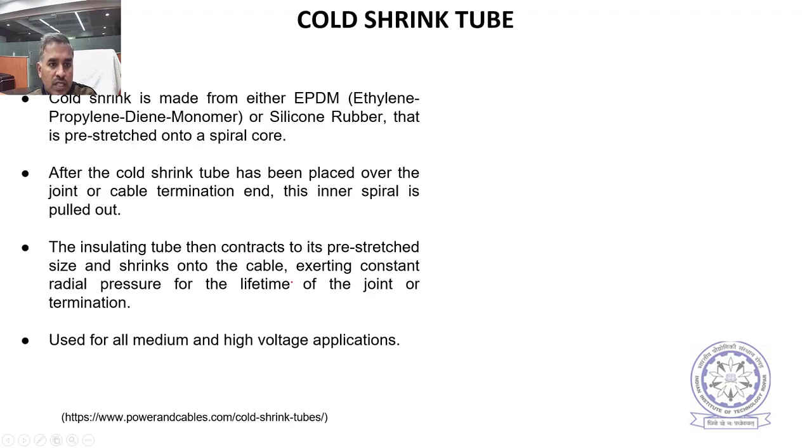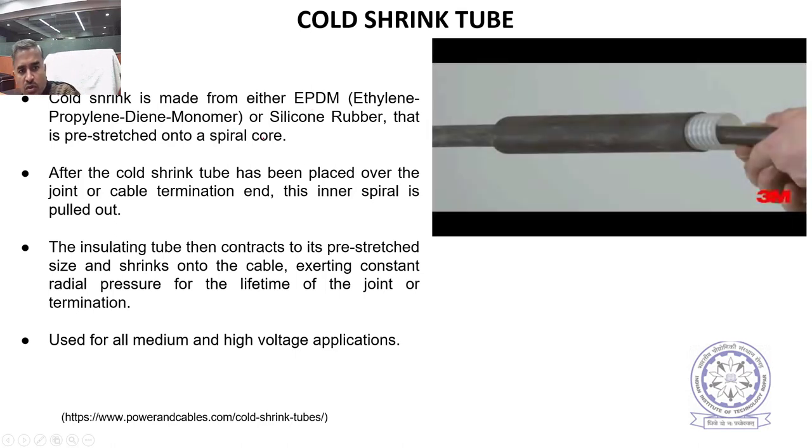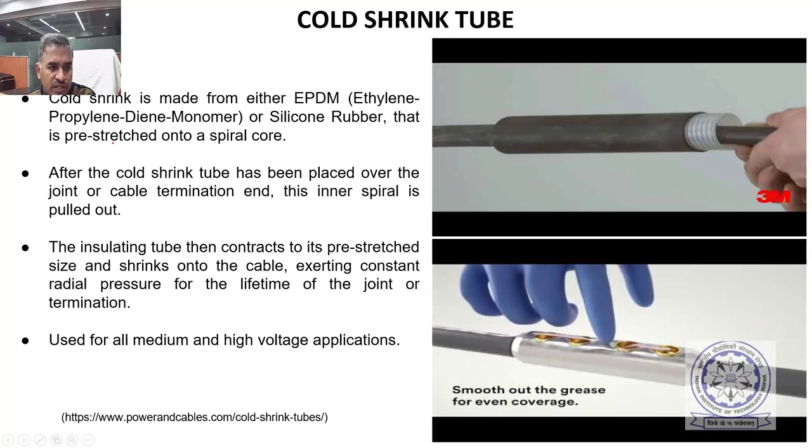Then cold shrink is made from either EPDM, ethylene propylene diene monomer, or silicon rubber that is pre-stretched onto a spiral core, like this. After the cold shrink tube has been placed over the joint or cable termination end, this inner spiral is pulled out. The insulating tube then contracts to its pre-stretched size and shrinks onto the cable, exerting constant radial pressure for the lifetime of the joint or termination. So, used for all medium and high voltage applications.